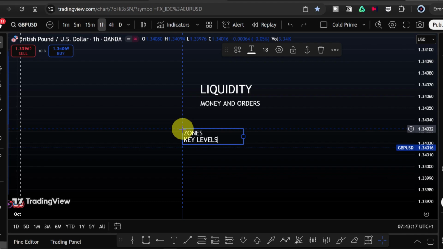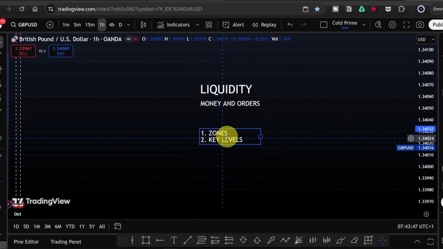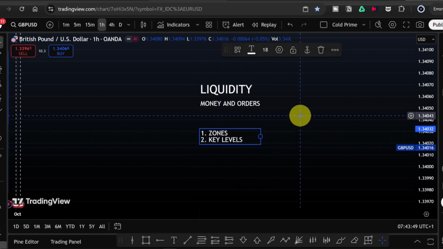Zones and key levels. Now there's so many zones in the financial markets that people have identified, right? Because we don't really trade the market, we trade our beliefs. We trade things that we see, patterns that we see. So I will show you or review the patterns that people have identified in the financial market. Okay. So liquidity is always sitting as zones and key levels. I'll give you an example of that.